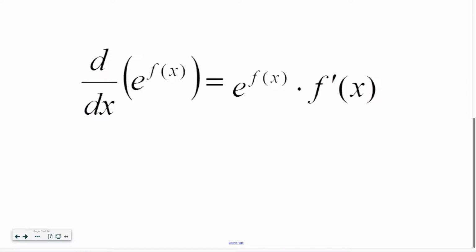So we'll go through some examples, and then we will talk about the derivative of a to the x when our base is 9. All right?